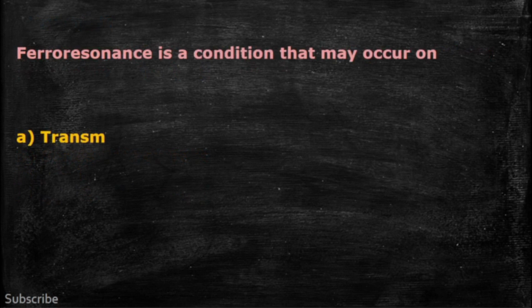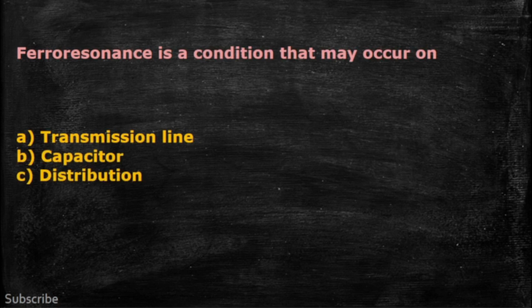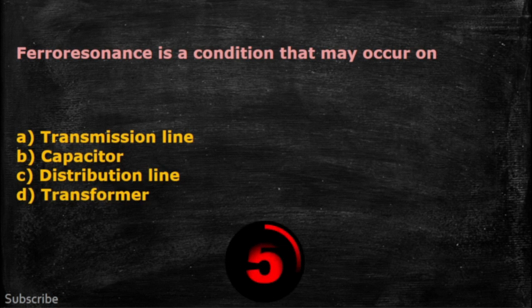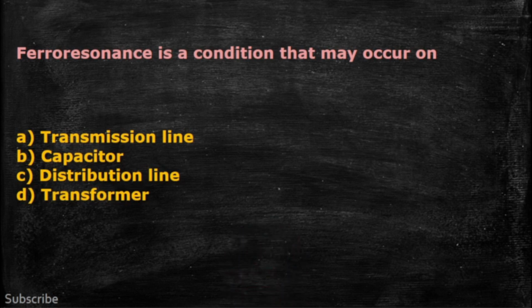Question number 31. Ferroresonance is a condition that may occur on A. Transmission line, B. Capacitor, C. Distribution line, D. Transformer. The correct answer is letter C, distribution line.